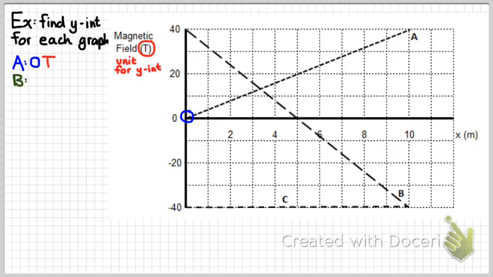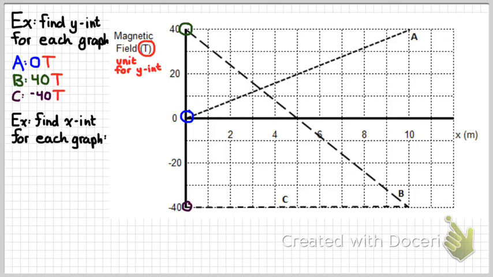For graph B, my y-intercept is up there. Its value is 40, and same unit, capital T. Looking at graph C, there's the y-intercept, which is negative 40, and it would still have a unit of capital T, Tesla. Now let's find the x-intercept for each graph.